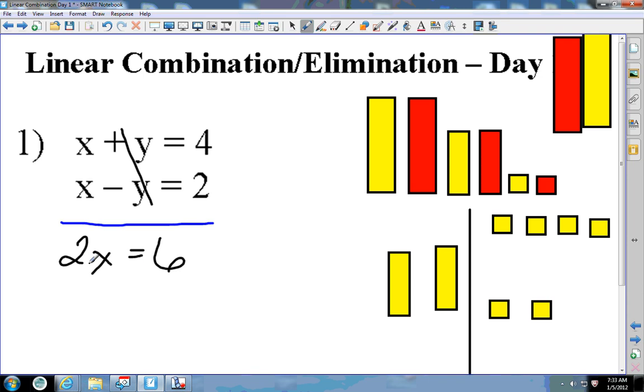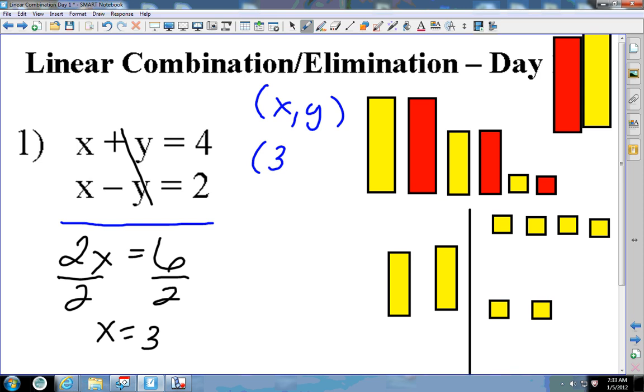Now, can I find out what x is from here? How do I do that? Divide by 2. And I get x equals 3. Well, now wait, is this my solution? That's my x portion, right. So I have x and y. I have x is 3.